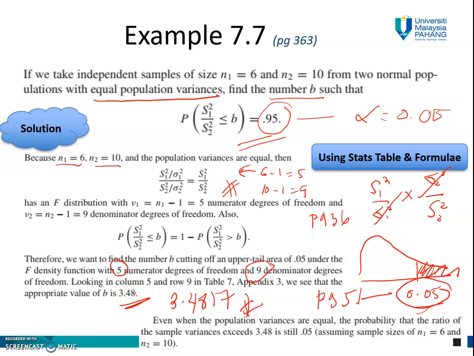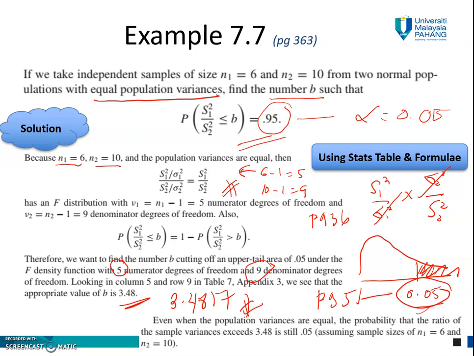You can find the value here. So when you have alpha 0.05, it becomes 3.4817. So here you will have that.